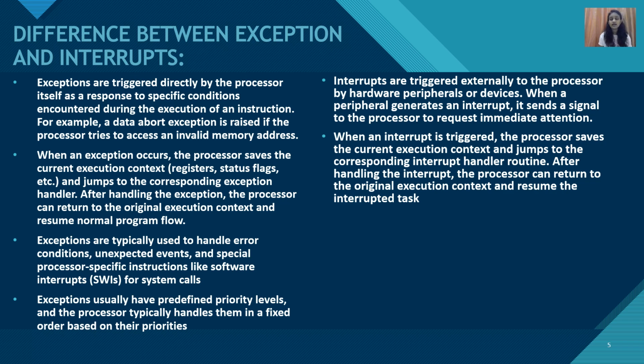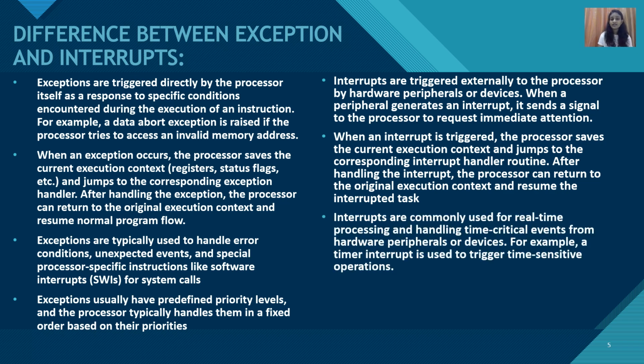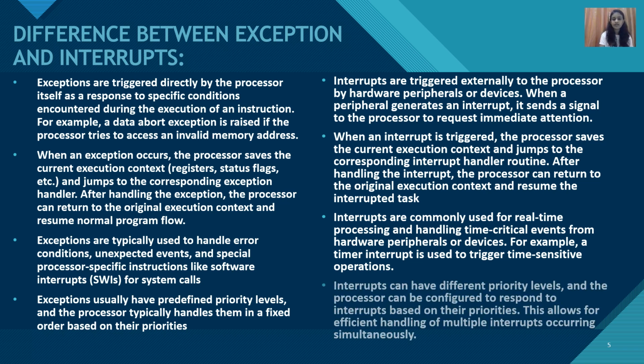So why are exceptions used? Exceptions are used to resolve the errors we usually get in executions. Unexpected events and special process-specific instructions are all resolved by an exception. And why are interrupts used? Interrupts are commonly used for real-time processing and handling time critical events. Let us take the example of a timer interrupt, which is generally used to trigger time-sensitive operations. Coming back to exceptions, they usually have a predefined priority, and the processor typically handles them in a fixed order based on their priorities.